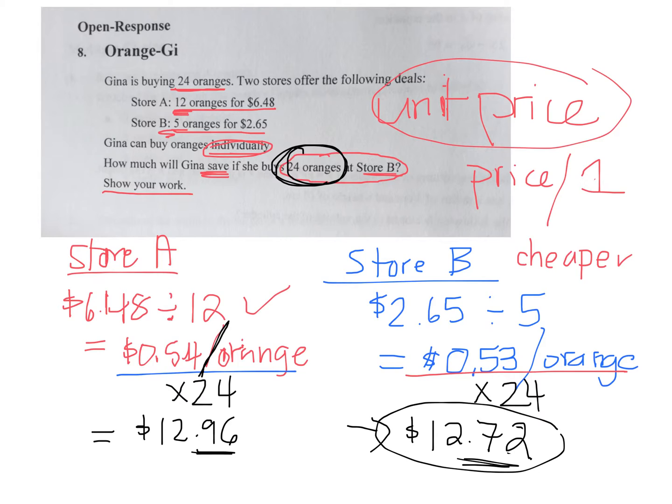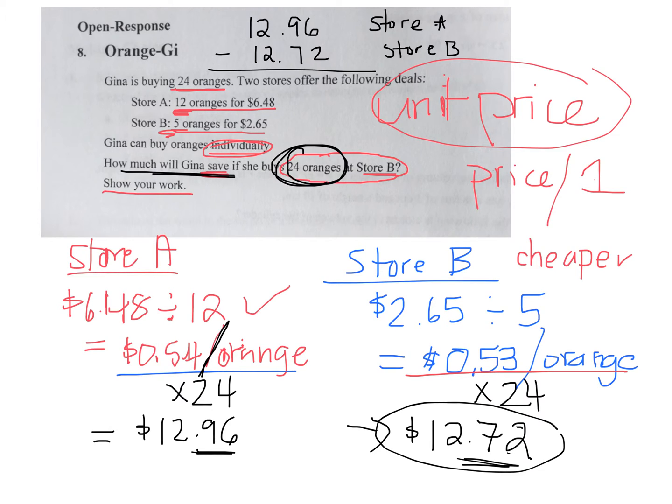But the question said, how much will she save? To calculate her savings now, what operation would we do? What calculation are we going to make to calculate how much she's going to save? Okay, so now we're going to subtract. I'll do it up here. $12.96, which is the cost of the 24 oranges from store A. And then we're going to take the cost from store B, which is $12.72. And I want to know how much she saved, so we're going to subtract. What's the difference between those two amounts?